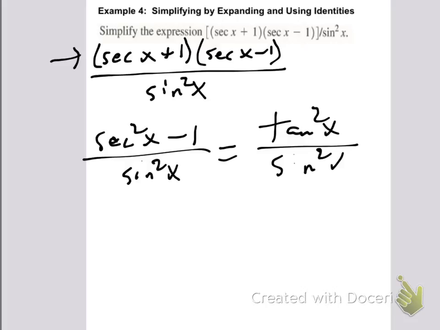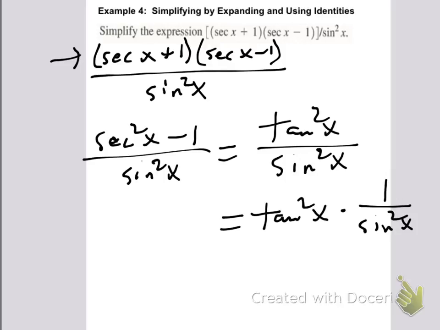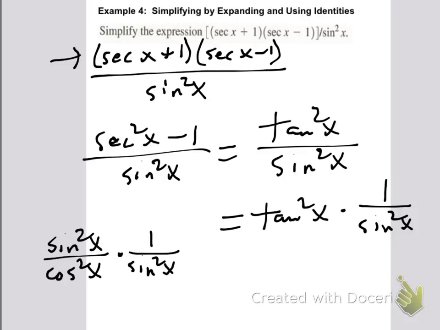This is part of the simplifying process. We're trying to condense this down. So I have tangent squared over sine squared, which is the same as tangent squared times 1 over sine squared. But tangent squared is sine squared over cosine squared. So again, we're really getting these into terms of sine and cosine.